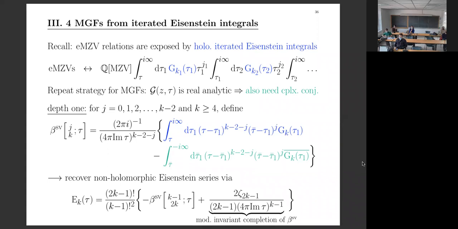And in response to Guillaume's question, the advantage of iterated Eisenstein integrals is that they expose all the algebraic relations of E and ZVs. And to give the spoiler right away, if you want to achieve the same for the modular graph forms, to see all the algebraic relations on the spot, you should also go to iterated Eisenstein integrals. And here is how the details will work.